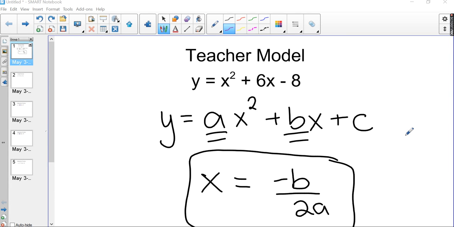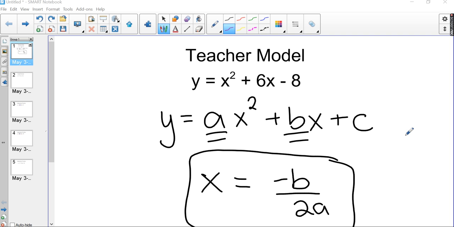Okay, in the first video, we looked at the teacher model, so you were able to answer question 1 and see that the equation is y equals x squared plus 6x minus 8. We defined axis of symmetry. We discussed the formula for the axis of symmetry. I didn't explicitly say the answer for the teacher model.